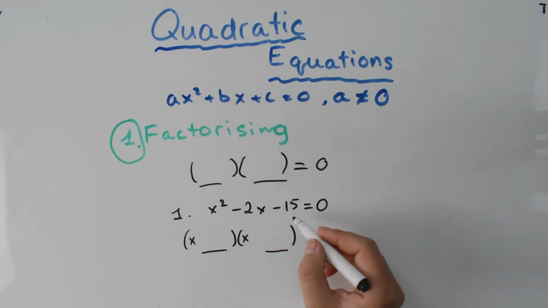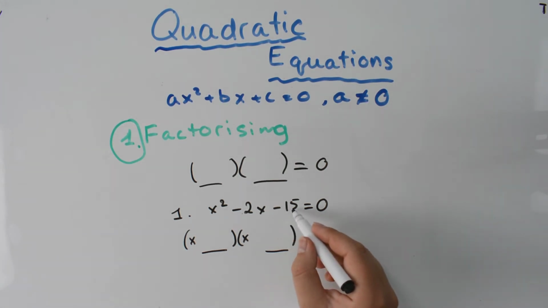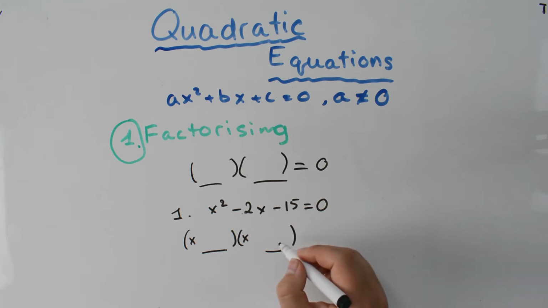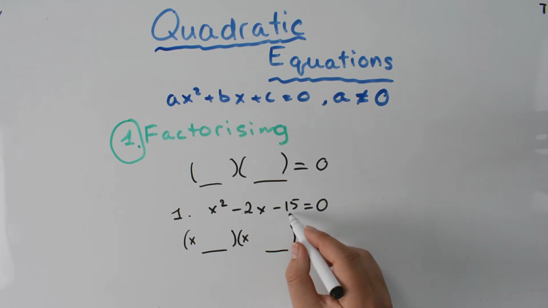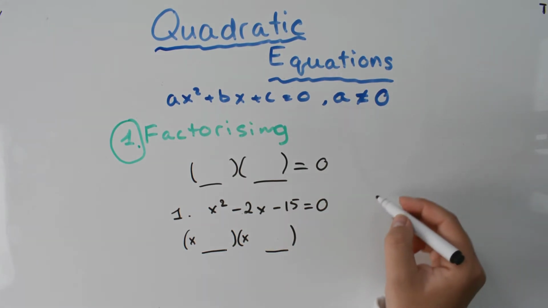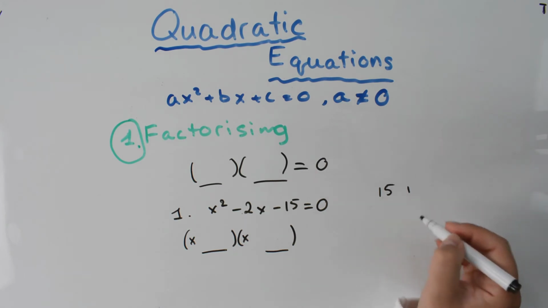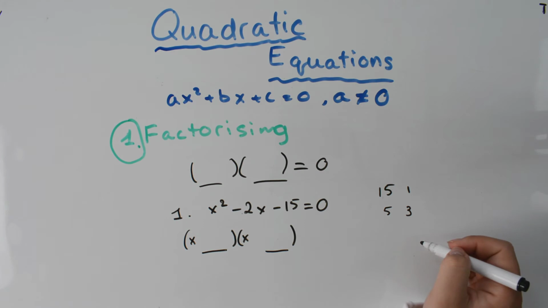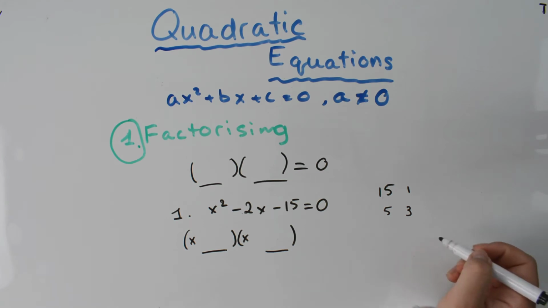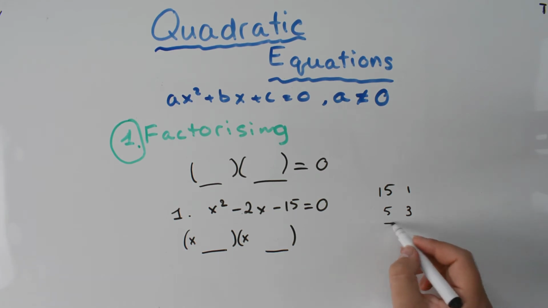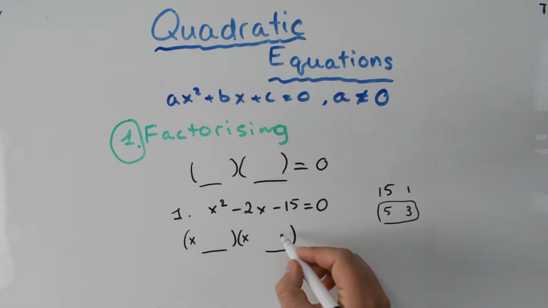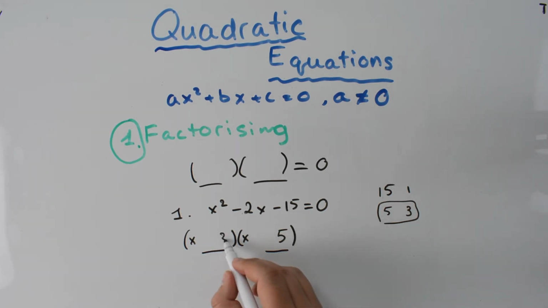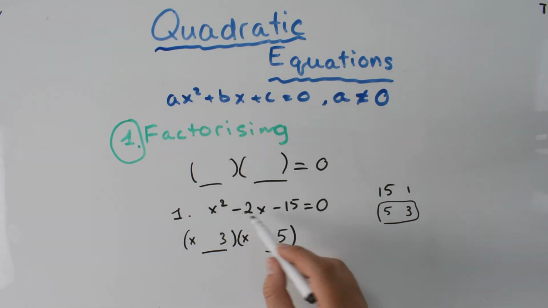Well, that will be quite straightforward. All you need to do, you need to have two numbers that times together to give you minus 15 and add up to minus 2. So the factors of 15 are 15 and 1, and 5 and 3. As you can see, the only combination that can add up to 2 would be 5 and 3. Okay, so just put 5 and 3 inside the bracket, and now you need to work out the sign.